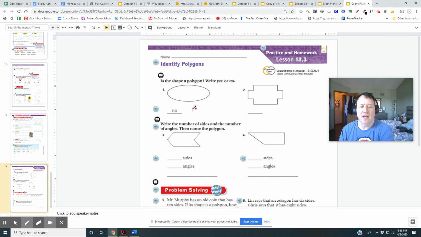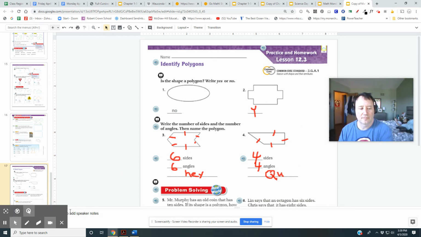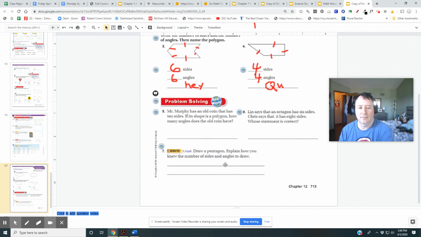Is this shape a polygon? No. Yes. 1, 2, 3, 4, 5, 6. This is a hexagon. Mr. Murphy has an old coin that has 10 sides. If its shape is a polygon, how many angles does the coin have? 10.